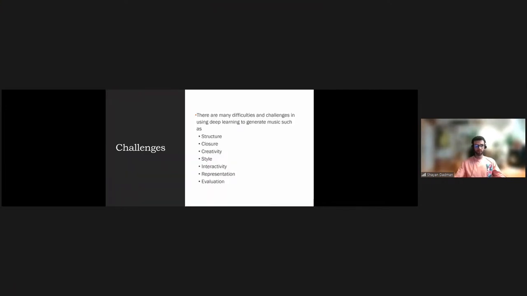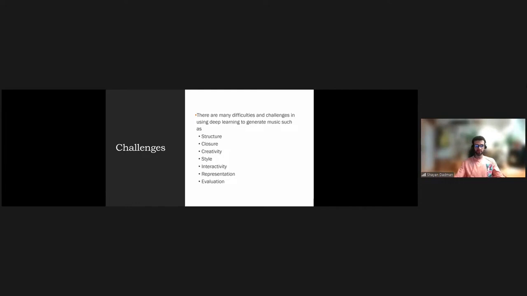As we talked about these structures and evaluation metrics, there are many challenges involved with deep learning models, because as we know, all of these models with the different architectures are able to handle the music generation task to some extent, but they are lacking some abilities to address these problems. These challenges involve the structure: these models have a hard time understanding the global structure of music. The closure, which is related to how the music will end after they start the composition.